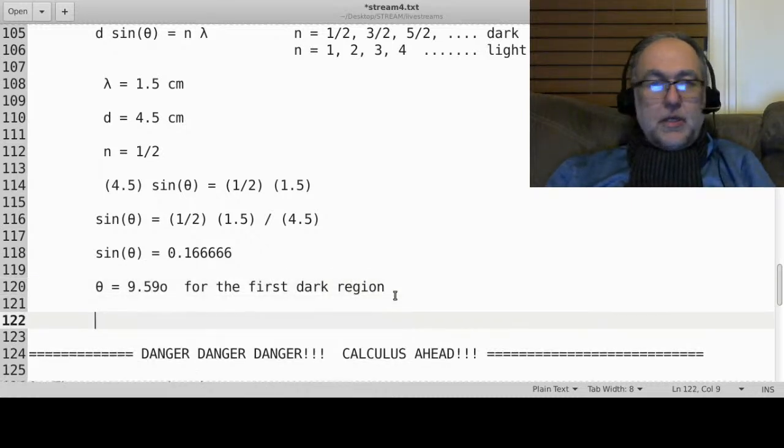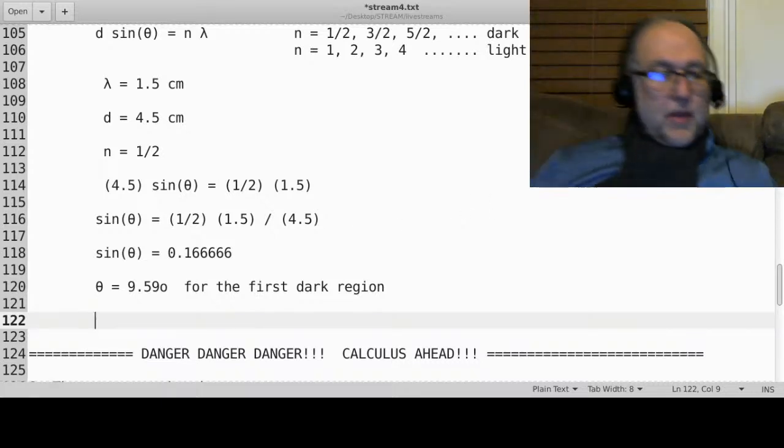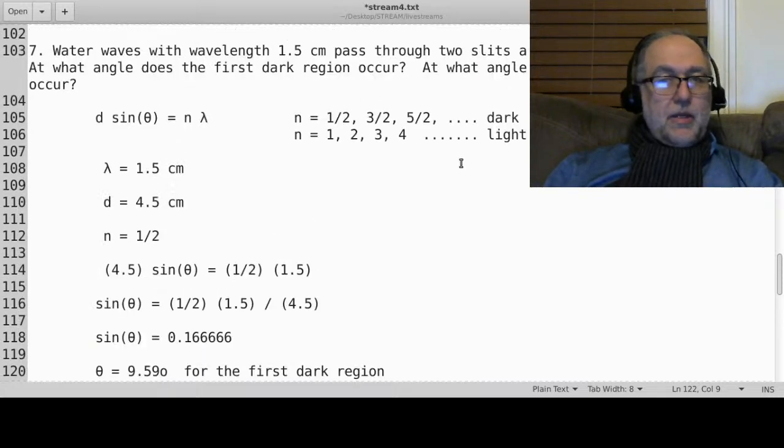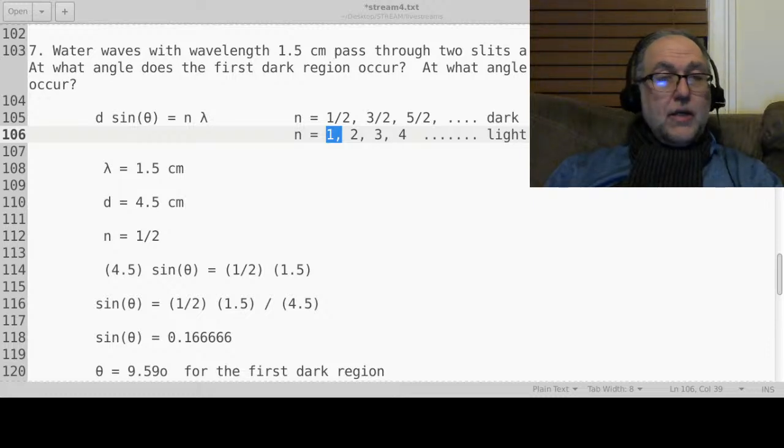All right. See if there's any questions so far. Oh, so far so good. All right. Now the first light region. So the first light region occurs at n is equal to 1.